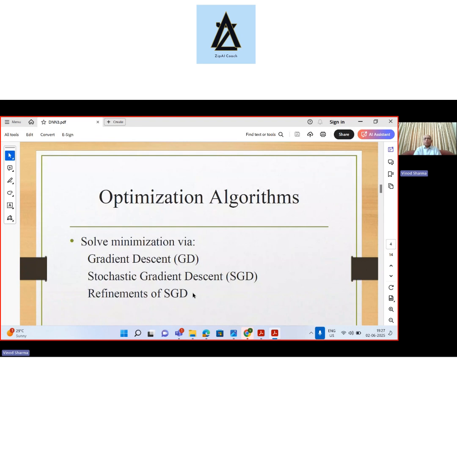Now, to find this optimal point W star, there are many optimization algorithms that have been proposed in the literature. The most common are gradient descent, which we denote by GD, stochastic gradient descent, and refinements further. There are many refinements of stochastic gradient descent that have been proposed in recent literature. Some of them we are going to discuss in this video.